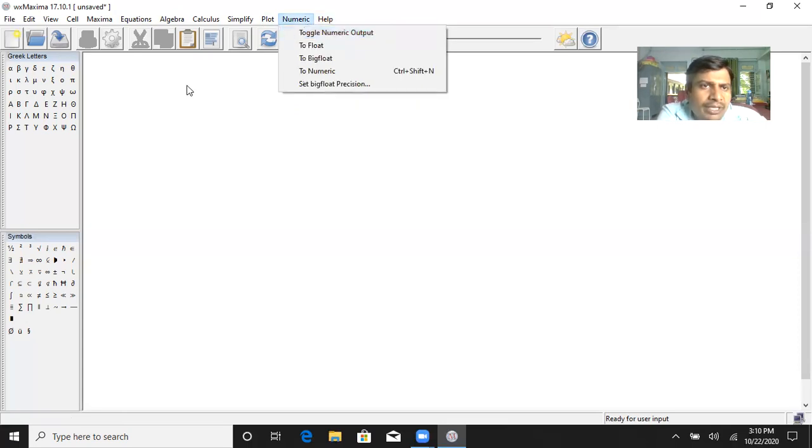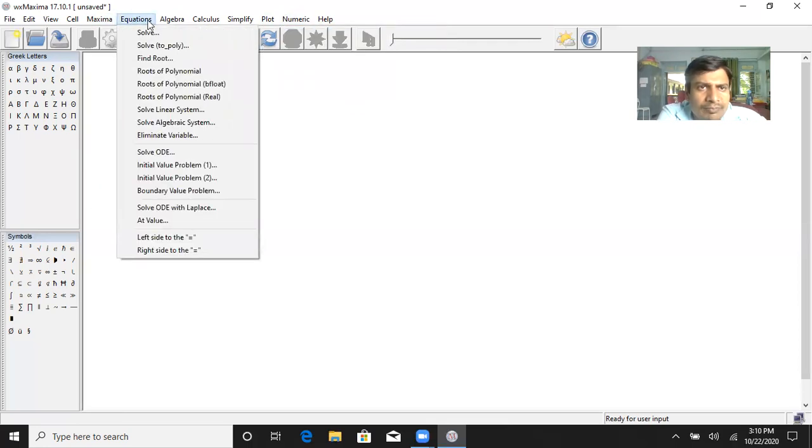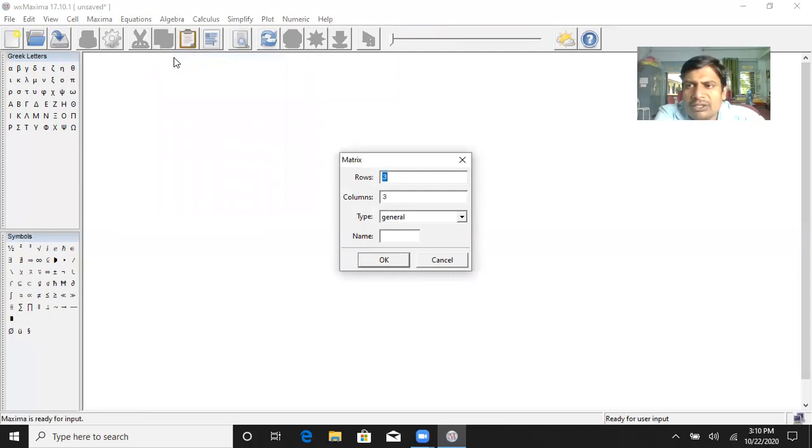Now come to here, we want matrices. See here, Algebra. Algebra means we are taking matrices. Suppose we take 2 rows and 2 columns, otherwise 3 rows and 3 columns. Suppose we take 2 rows, 2 columns. That is a simple general example. The rows are 2 and columns are 2.